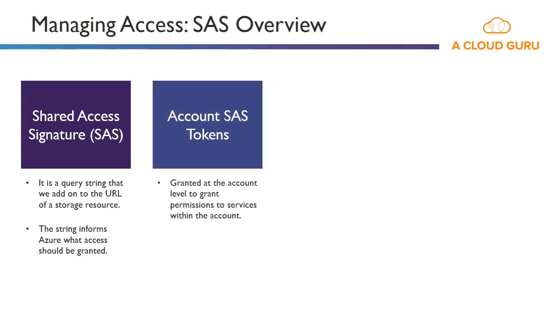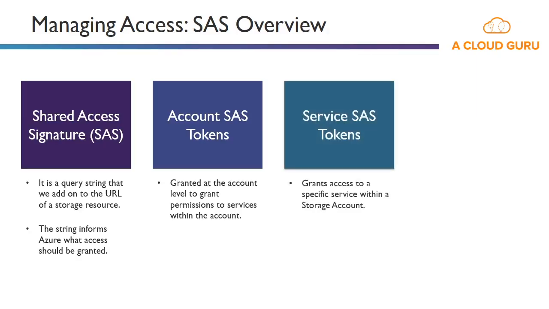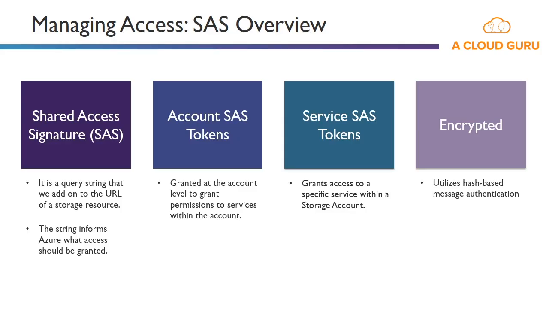There are account SAS tokens. These are granted at the account level to grant permissions to services within the account. And then there are specific service SAS tokens. These grant access to a specific service within a storage account. And it should be noted that these are all encrypted. They utilize hash-based message authentication to keep everything nice and secure.